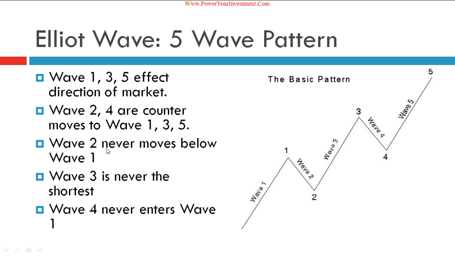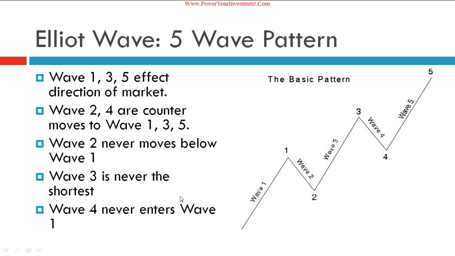That is, wave 2 never moves below the start of wave 1. Now the low of wave 1 is here. Look at the mouse pointer. And the low of wave 2 is here. What this rule means is that the low of wave 2 cannot be lower than the low of wave 1. Wave 2 can retrace entirely up to the low of wave 1 and still classify as a wave 2, but it cannot at any cost move down.